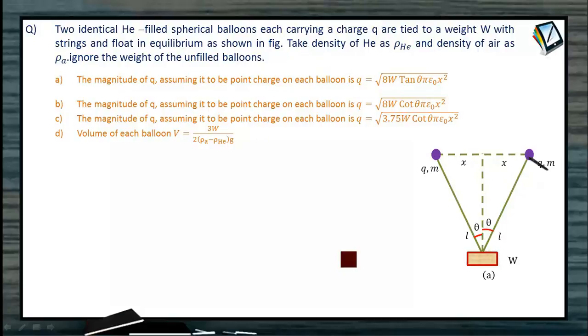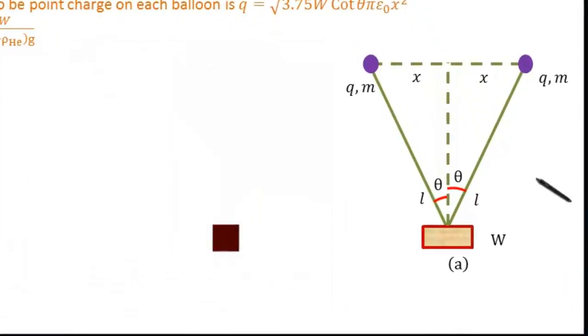Most of the information is written on the figure itself. Take the density of the helium as rho He and the density of air as rho A, and ignore the weight of the unfilled balloon. Which of these options may be correct? Here you can see that three options are based on the charge and one option is based on the volume of the balloon. First of all, let us make a force diagram for this situation.